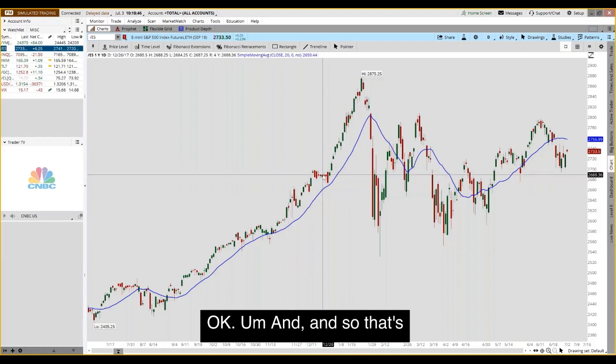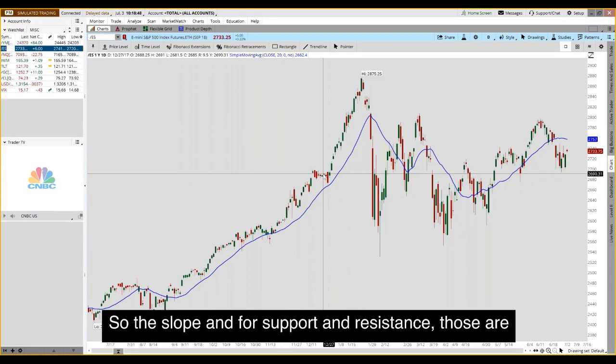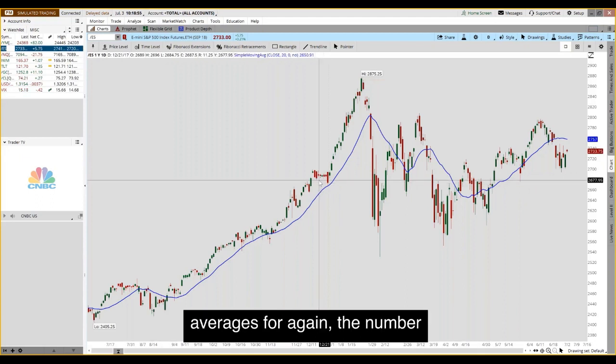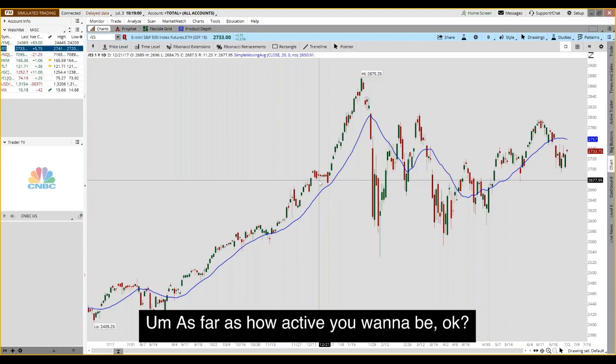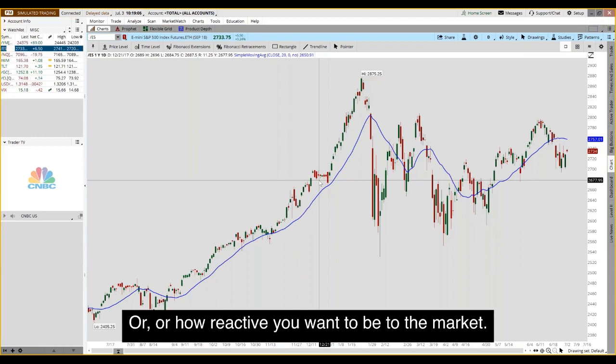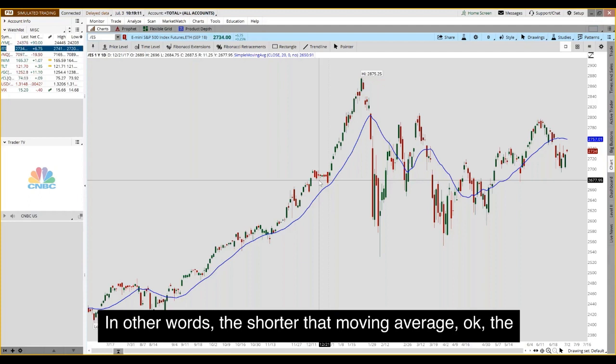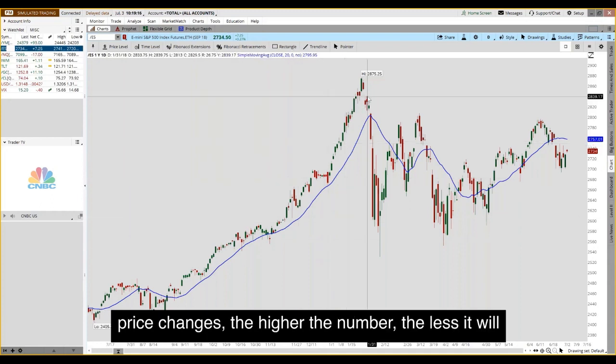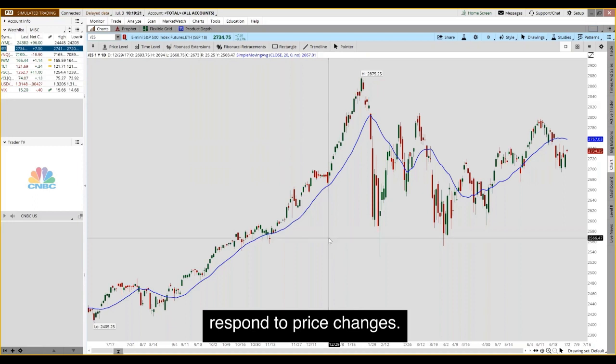And so that's another very effective way to use it. So the slope and support and resistance, those are the two main things that you want to use moving averages for. Again, the number doesn't matter. It really matters as far as how active or how reactive you want to be to the market. In other words, the shorter the moving average, the lower the number, the quicker it is going to respond to price changes. The higher the number, the less it will respond to price changes.